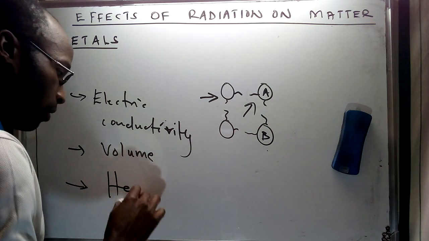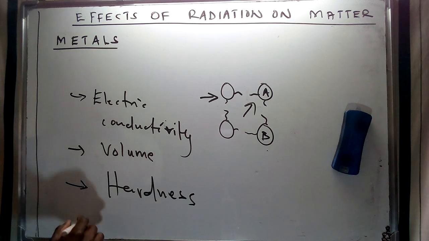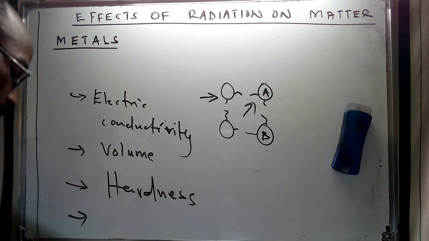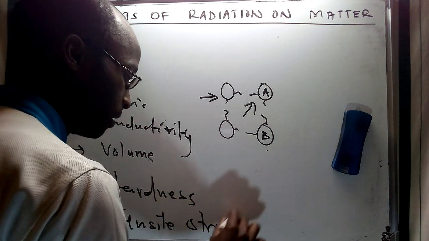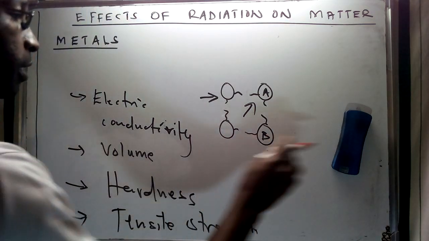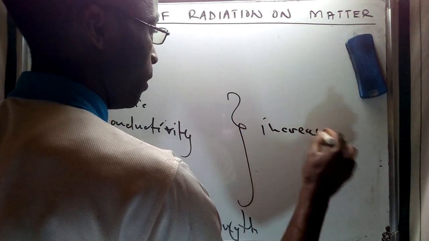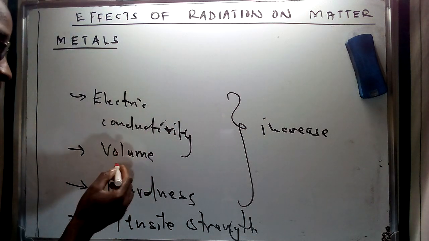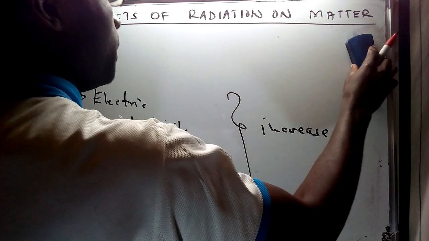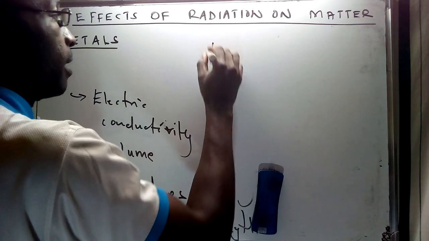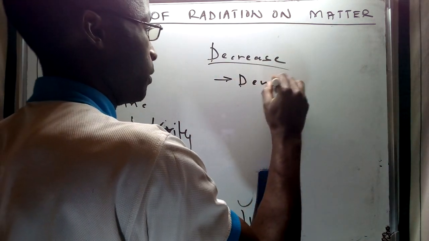Also, the hardness of these metals is going to be affected, in the sense that these particles are going to increase hardness. We have also talked about the concept of tensile strength, so the tensile strength of these metals is also going to be affected. So the characteristics I've mentioned, electric conductivity, volume, hardness, and tensile strength, are going to be increased in this order. But other characteristics are going to be decreased. For instance, I can mention density.